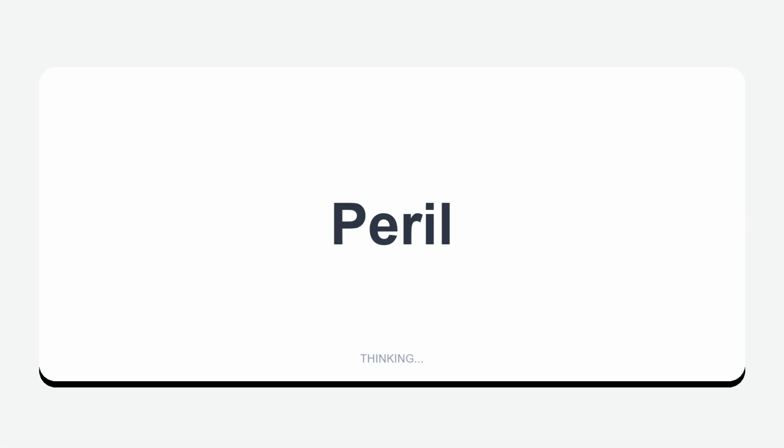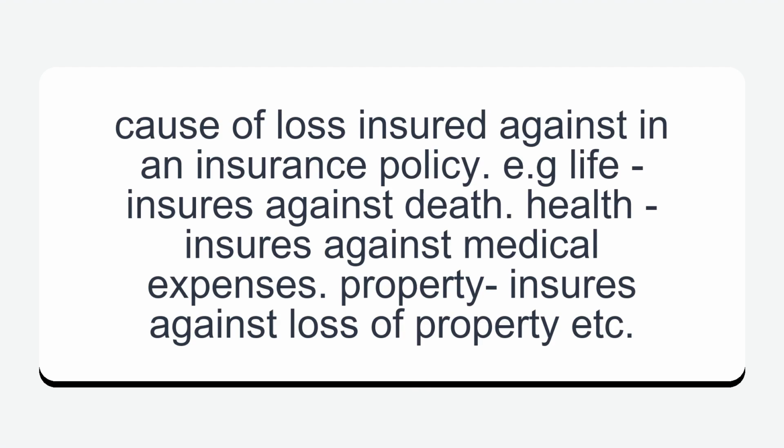Peril: cause of loss insured against in an insurance policy. E.G. Life insures against death. Health insures against medical expenses. Property insures against loss of property, etc.